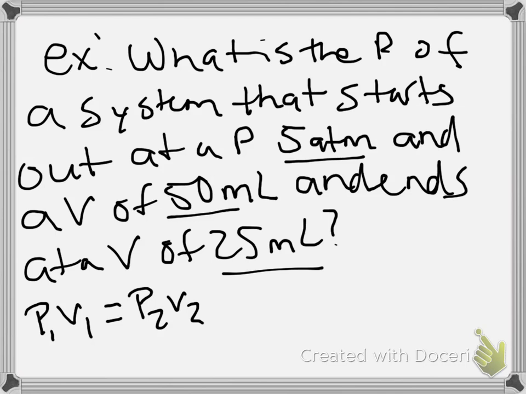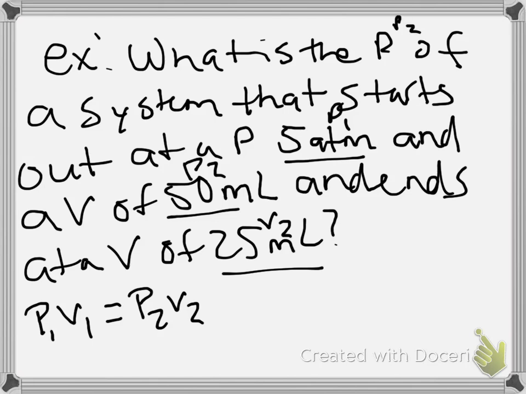So we have to read carefully. It says at a pressure of 5 atm and a volume of 50. So the 5 and the 50 go together. So I'm going to go ahead and assign them as P1 and V1, which would make this V2. So we are going to be solving for P2.